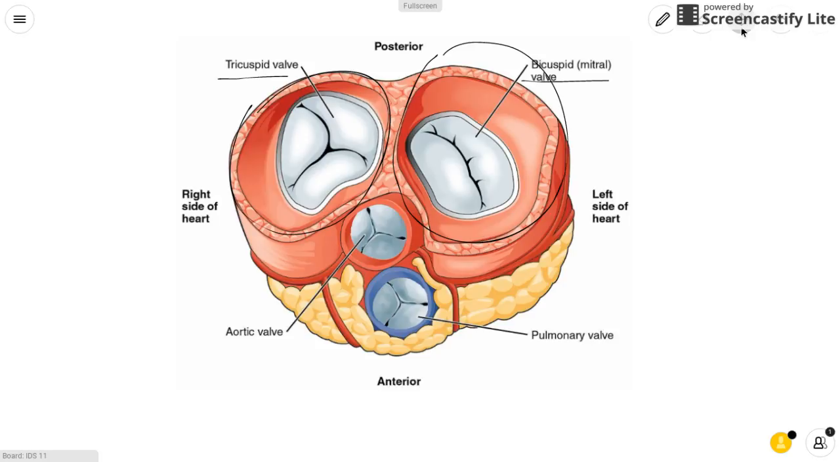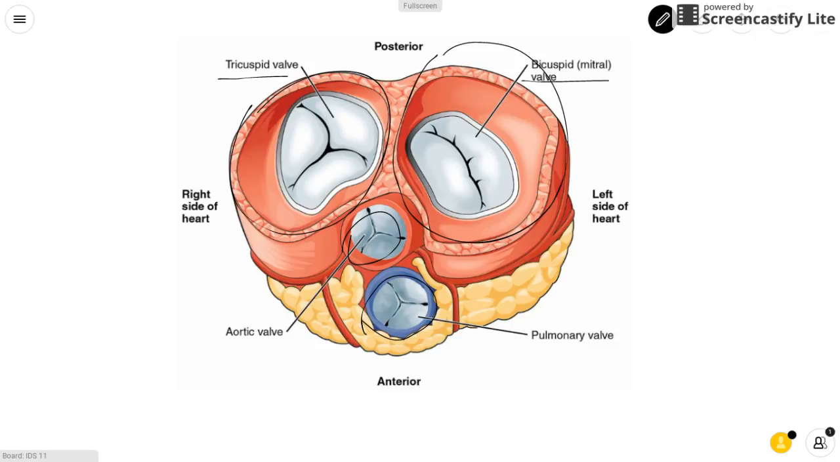So moving on, the semilunar valves. These valves are crescent moon-shaped cusps, and they're between the ventricles and arteries, which are blood vessels that send blood away from the heart. These are smaller than the AV valves. These ones down here, as you can see. And there's no chordae tendineae. They rely on blood pressure to help them keep shut, and they're cup-shaped to catch the blood.